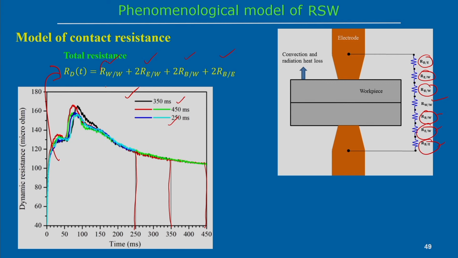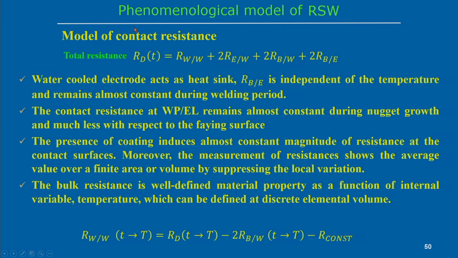Now, our interest is to know the value of the contact resistance between the two workpieces, so that we can estimate the heat generation at the interface. This is the formula for the total resistance. Now, the water-cooled electrode acts as a heat sink. Basically, the electrode is a very highly conductive material, and the cooling channel is there, so we can consider it as a heat sink. Therefore, the bulk resistivity of the electrode is independent of temperature and remains almost constant during the welding process. So, we can make some assumptions in this way.